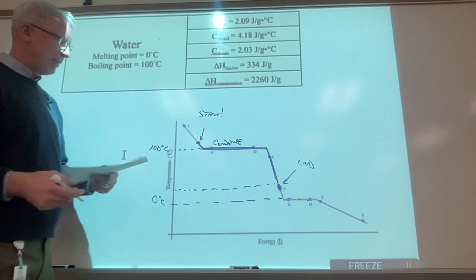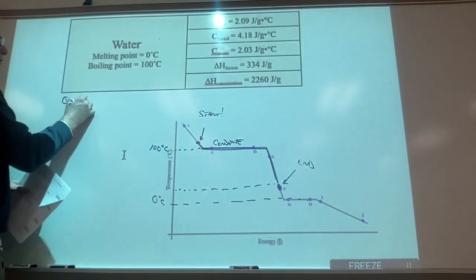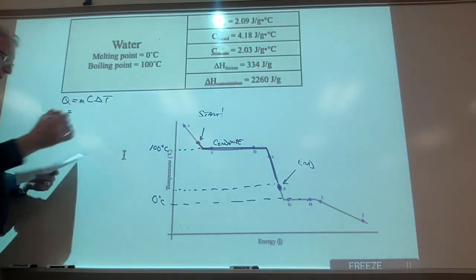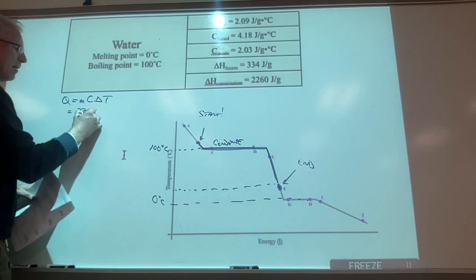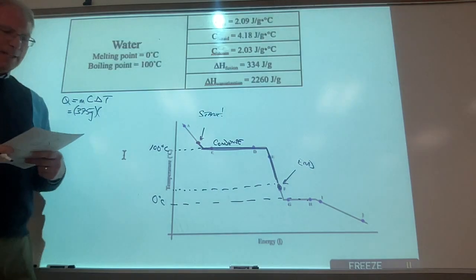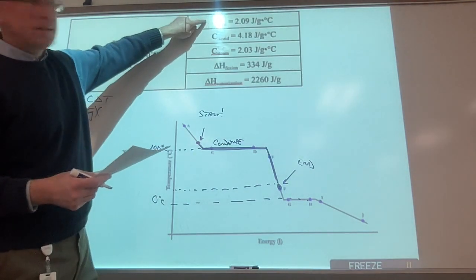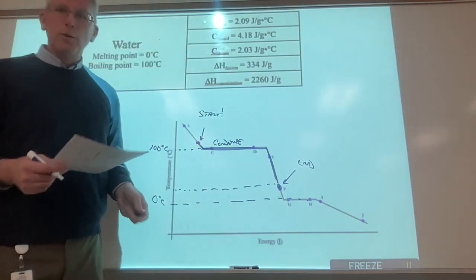So the first step, let's figure out how much heat we need over here. So that's going to be Q equals MC delta T. The problem tells us that we have 375 grams. And we need the specific heat. But there are 3 of them. There's one for ice, there's one for liquid, there's one for steam. How do you know which one to use?